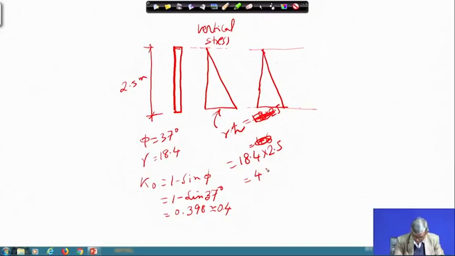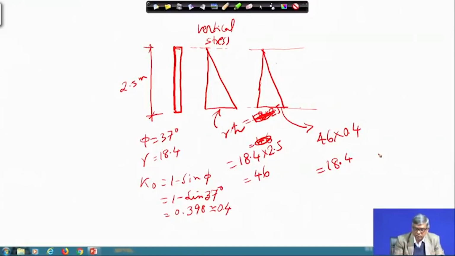46, that is 46, and 46 multiplied by 0.4, that will give you here. So, this will be equal to 46 multiplied by 0.4. That will be equal to 18.4. So, ultimately 18.4.